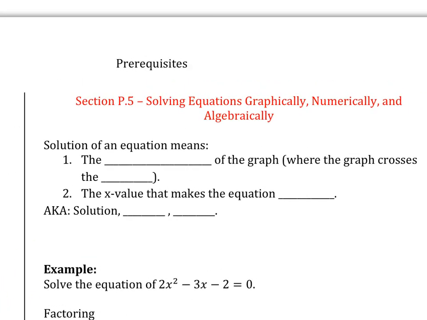Well, solution of an equation means the x-intercept. And why is that the x-intercept? Because it's the x value that makes the equation equal to 0. And equation equal to 0 means y equals 0. So x-intercept, if you recall, means it's when the graph crosses the x-axis.